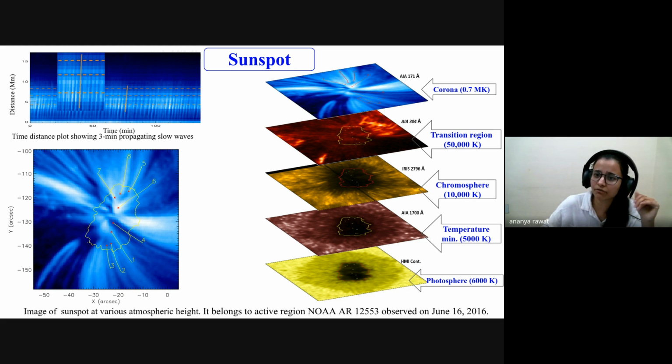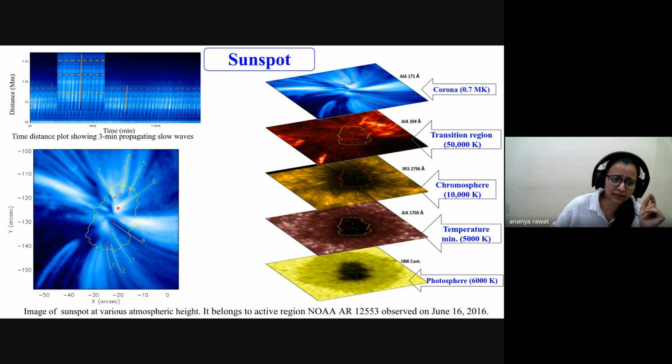So if we want to see from where this 3 minute oscillation is coming in the corona, we need to trace these loops into the lower solar atmosphere, which is a big challenge because we cannot visually see them. So to trace these loops in the lower solar atmosphere, we devised a technique.